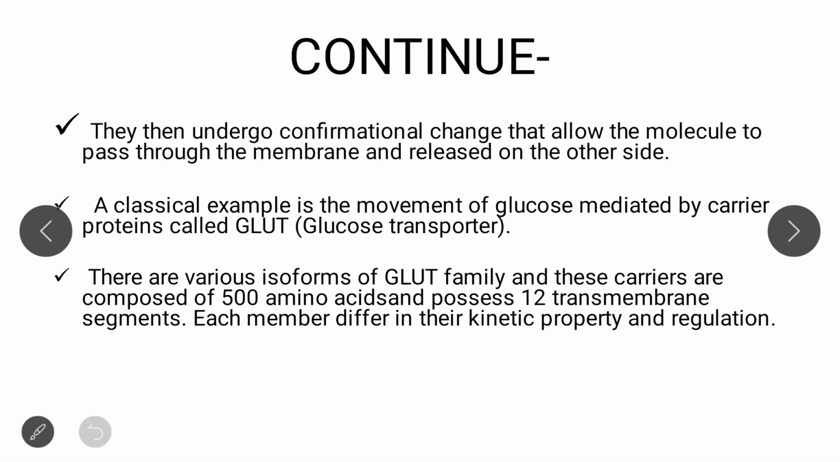Clear? Next, there are isoforms of GLUT. And what do you mean by isoform? The members of GLUT basically differ in their kinetic property and regulation. This means they have similar structure, but they differ only in their regulation and kinetic property. Okay, so now you have got a clear idea about the GLUT protein. If you still have any doubt, then please comment.